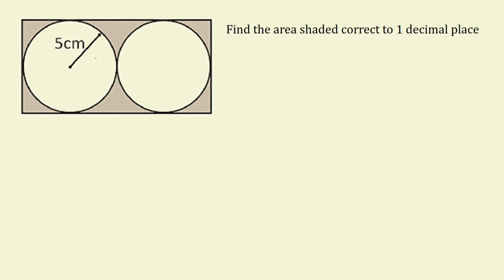So the area shaded is what we've got when we take away the two circles from the rectangle. If we could work out the area of the rectangle, we can take away the area of the two circles, and that'll tell us what's left, the bit that's shaded. But do I know enough about the rectangle? Well, actually, if I think about it, I do. Because this, go on, you tell me.